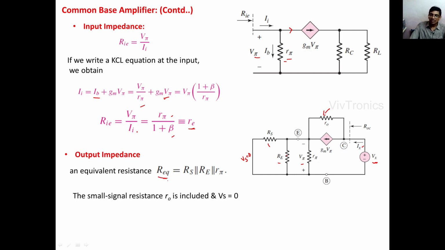And the small signal output resistance R0 can be included, and Vs is equal to 0 in order to get the output resistance. Therefore, when we apply KCL at node C, we can get Ix is equal to the outgoing currents. One outgoing current is GM V pi, and another outgoing current is the current flowing in the R0 resistor, that can be written as the voltage difference between the nodes. Here the voltage is Vx, and at the emitter node the voltage is minus V pi. Therefore Vx minus (minus V pi) divided by R0 is the current flowing in the R0 resistance.